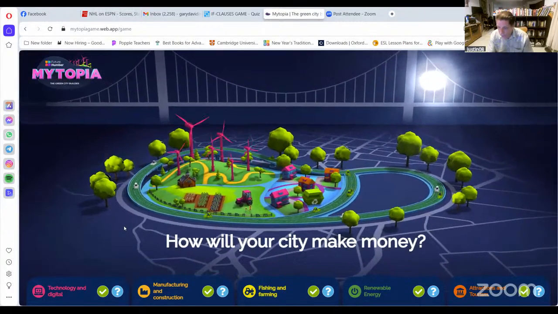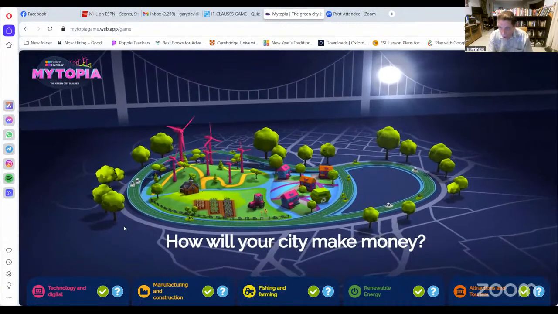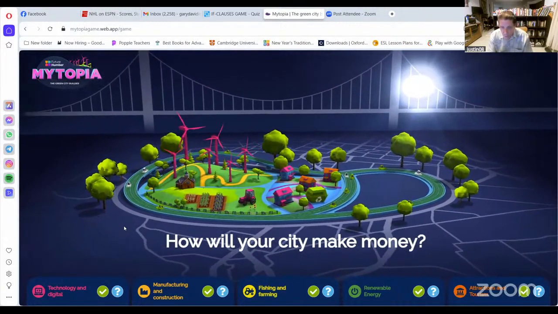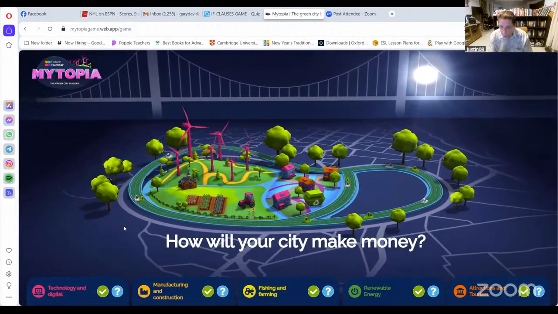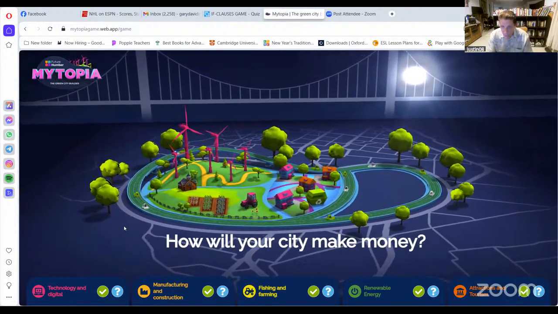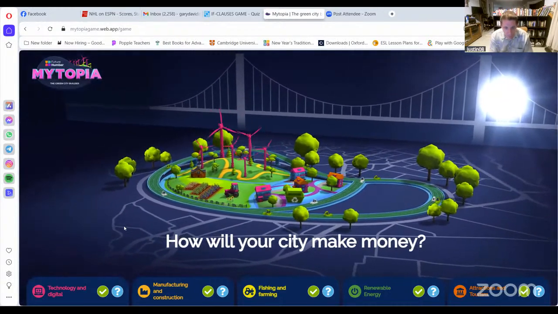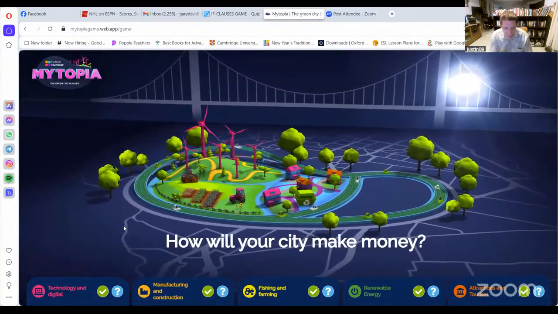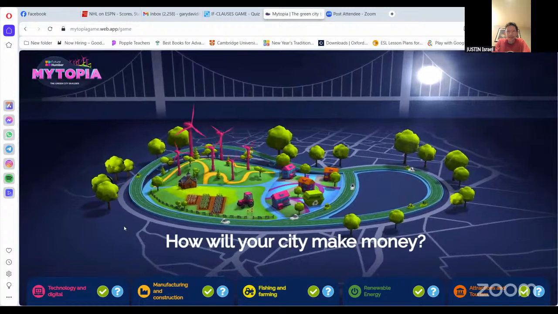Now this is the last point that we'll discuss before we see how our city did in terms of rating. Our last decision is how will your city make money? That's important. Everybody needs to make money, right? Money makes the world go round. So should I read the choices? Yeah, sure.